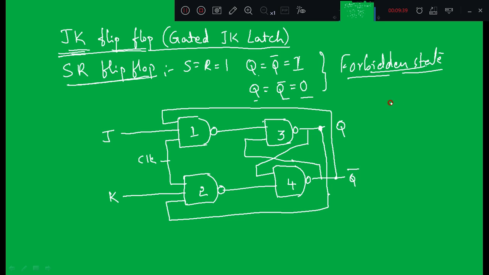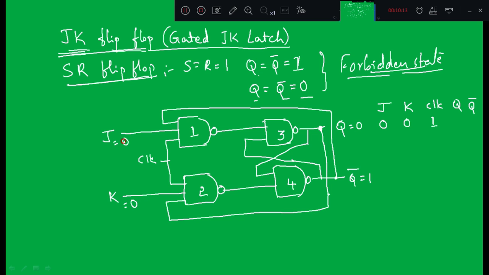Now, instead of SR, we need to write J and K, right? And one more input is the control input, which is the clock, and two outputs Q and Q bar. Now if I make J is equal to 0, K is equal to 0, and make the control input high, let us assume the previous state as 0 1, right? So we will analyze the circuit and check whether this state will remain as it is or not when J is equal to 0 and K is equal to 0.